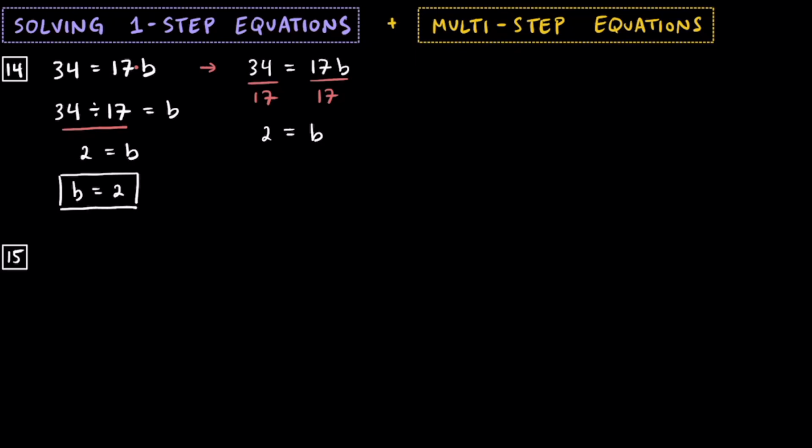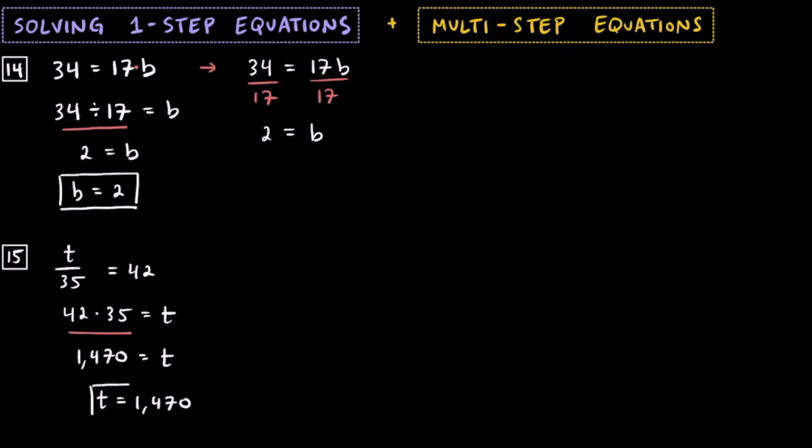All right, so for question 15, we have this equation of t divided by 35 is equal to 42. If that's true, we should be able to rearrange this and say that 42 times 35 is equal to t. And so what is 42 times 35? Well, that's a pretty big number. That's going to be 1,470, okay? And that's going to be equal to t. So we can say t is equal to 1,470. That would be our solution here.